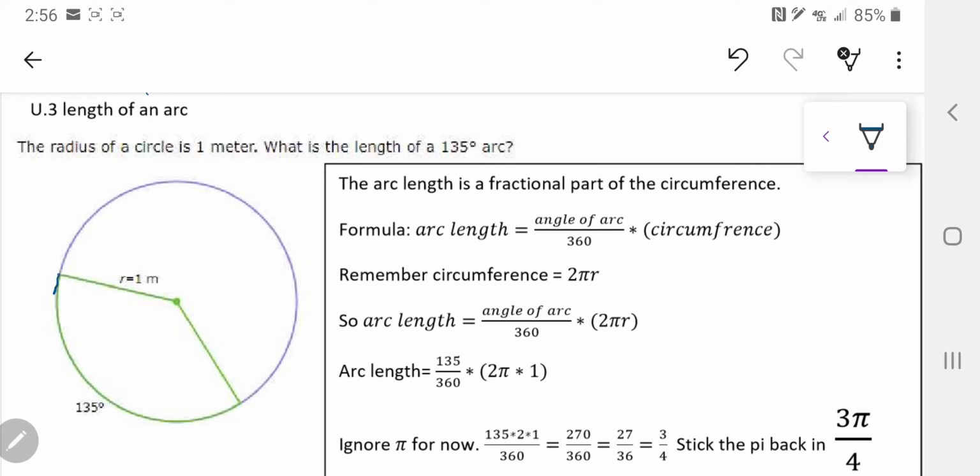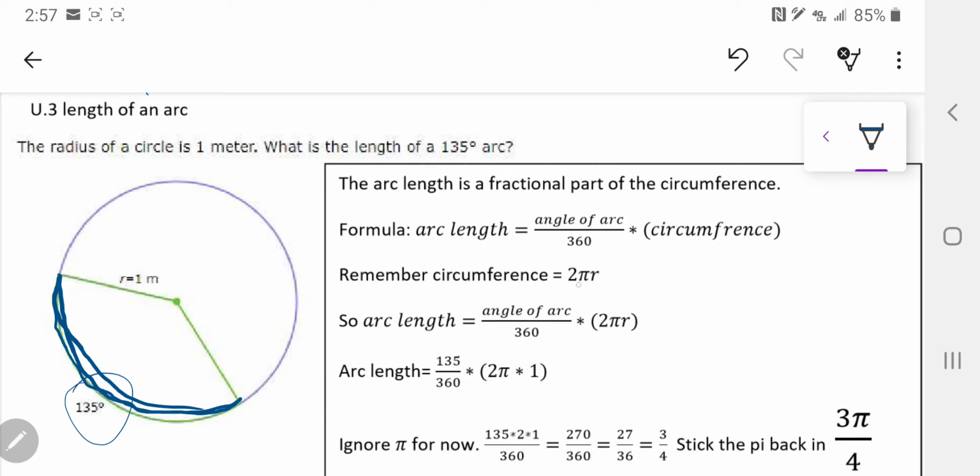So you're measuring this. Like if you had a tape measure and you could measure that, that's what they're asking for. So there's a formula for it. It's a fraction of the circumference. So the circumference is the whole thing around the circle. We just want part of that. So the arc length is the angle of the arc, so that would be the 135 over 360, because the entire circle is 360, times the circumference.